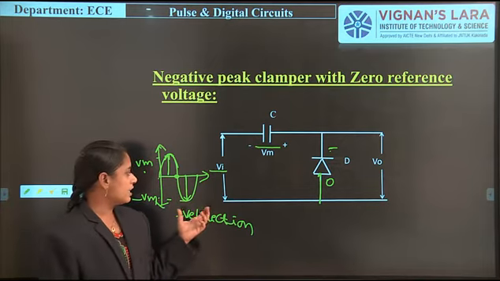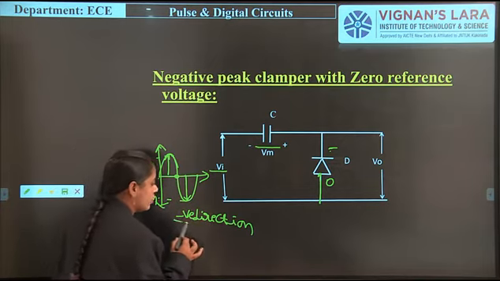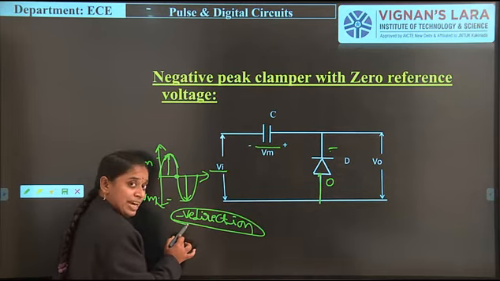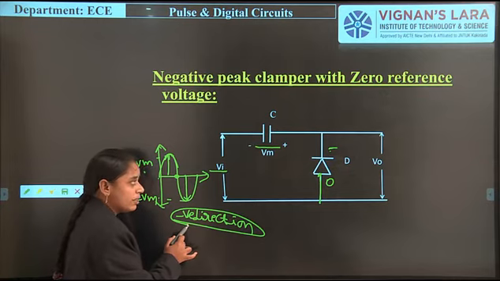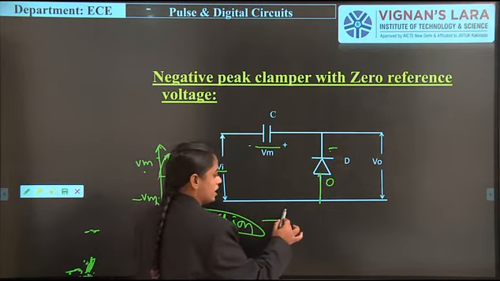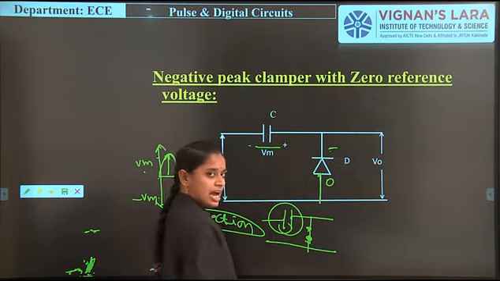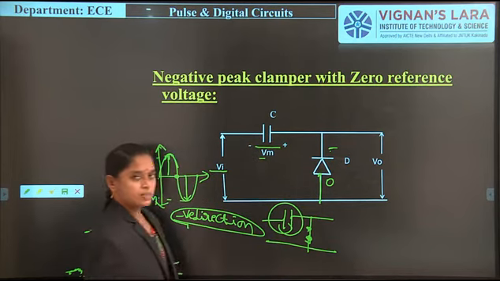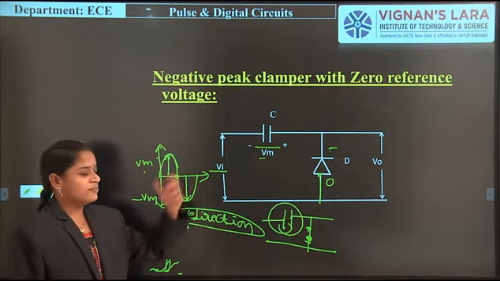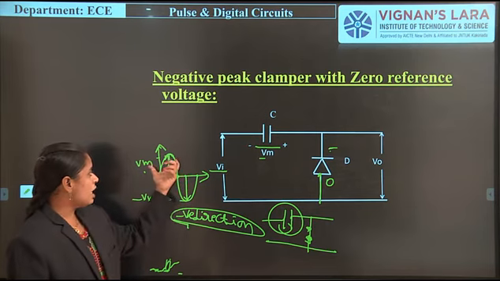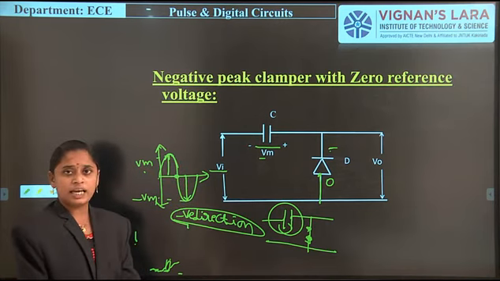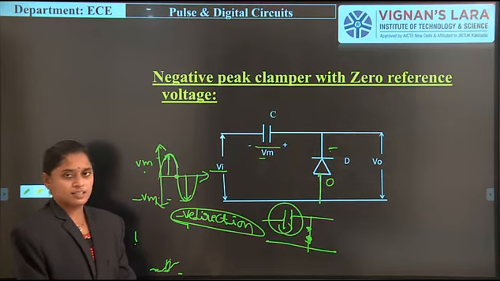So at steady state condition, when the input signal is in the negative direction, the diode is in the on condition. When the diode becomes on, it can be replaced with a short circuit. The circuit diagram will be like this. At this time, the capacitor starts charging up to the input voltage, the maximum input voltage Vm. When we apply a positive signal to the V input, the diode is in the off condition, and the capacitor starts discharging.